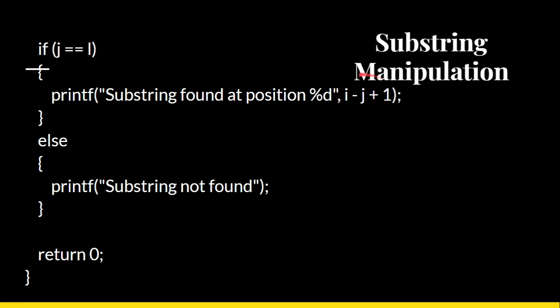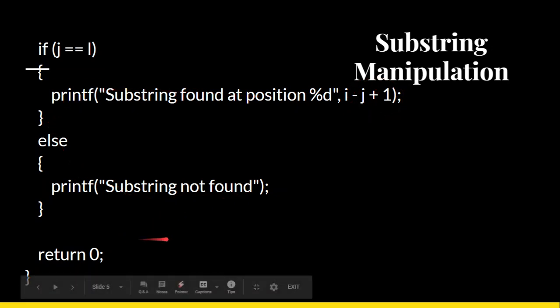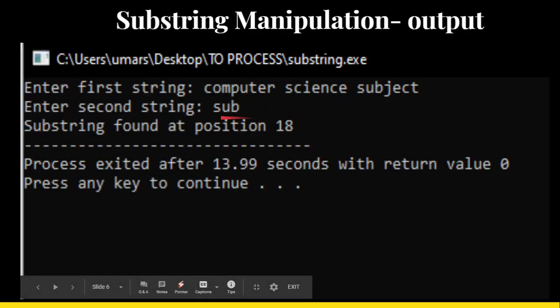That is the difference between the length of the first and the second string plus 1. That means it will give the position of the string. Else print substring not found, return 0. So that's all the logic over here.